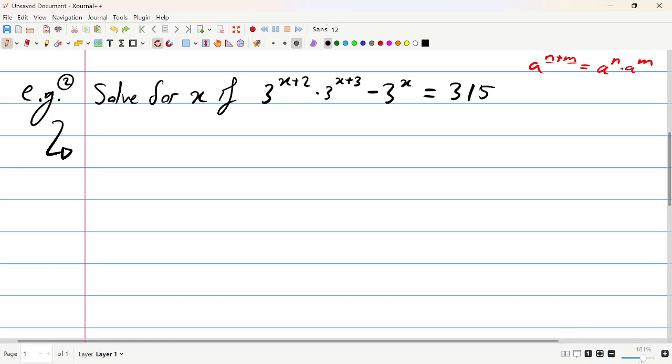3 to the power of x plus 2 is the same as 3 to the power of x multiplied by 3 to the power of 2. Multiplied by, and what do we notice here?